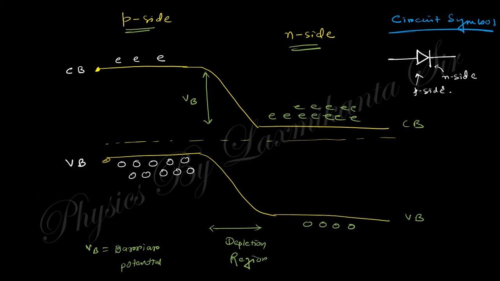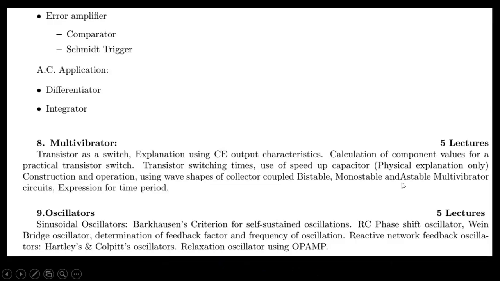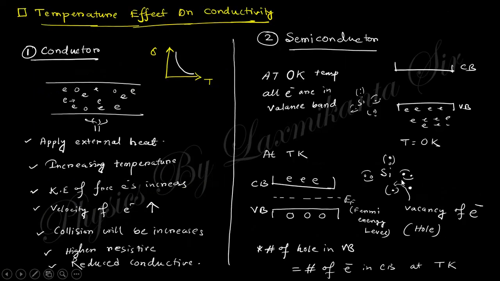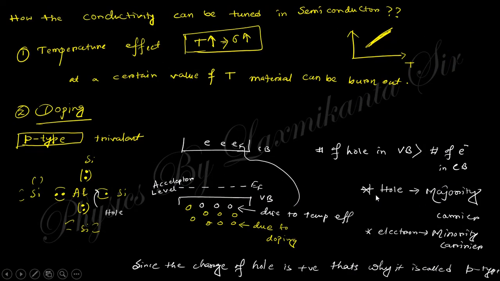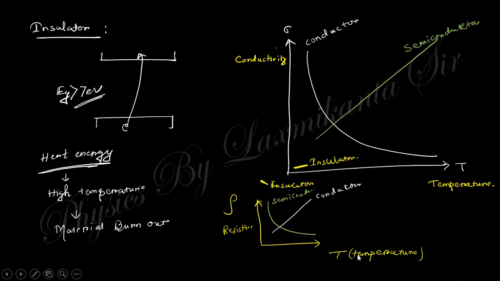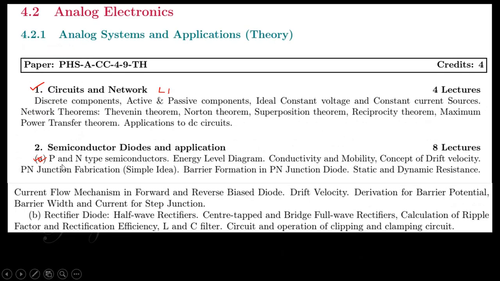So I think you are clear about the formation of the PN junction from the basic fundamentals, and you must comment in the comment box the answer to this question: the nature of the electric charge of an n-type semiconductor. So we just learned about the formation of the PN junction and its energy level.